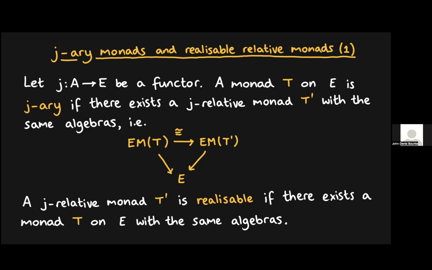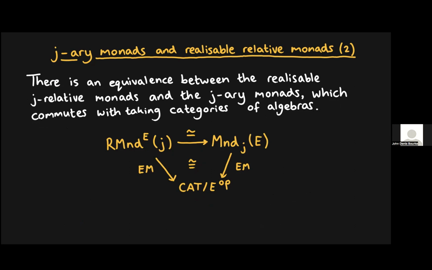And conversely, we're going to say that a J relative monad, T prime, is realizable if there exists a monad with the same algebras. And almost by definition, we can see that if there is a J-ary monad, then there must be a corresponding realizable J relative monad, and vice versa. So these two things are essentially the same. And so we can prove there's an equivalence between the realizable J relative monads and the J-ary monads, and this commutes with taking the categories of algebras.